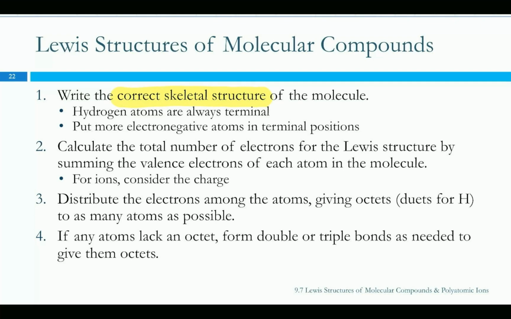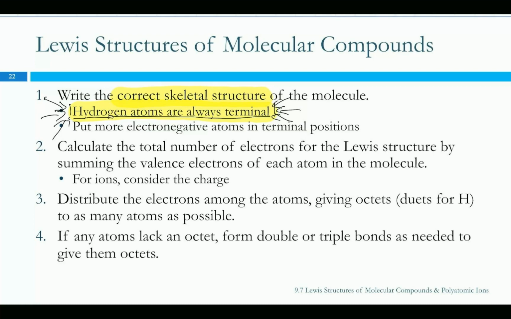And one thing to remember always is hydrogen atoms are always terminal. Hydrogen atoms are always terminal. Always. They never have more than one bond. I probably don't need to emphasize that as much in this class, because it's Chem 1, but just remember, hydrogen atoms are always terminal. They always go on the end.